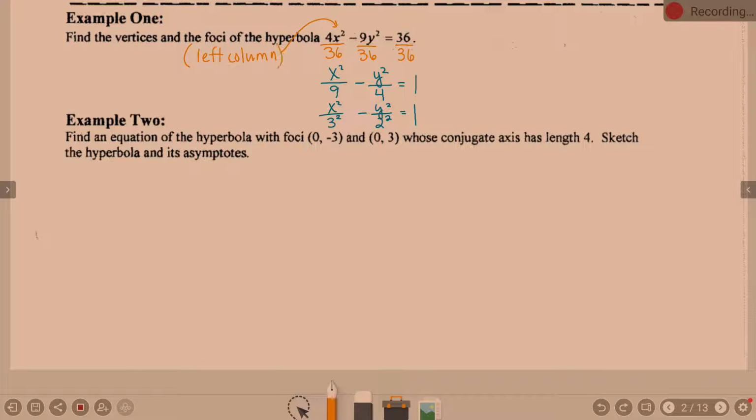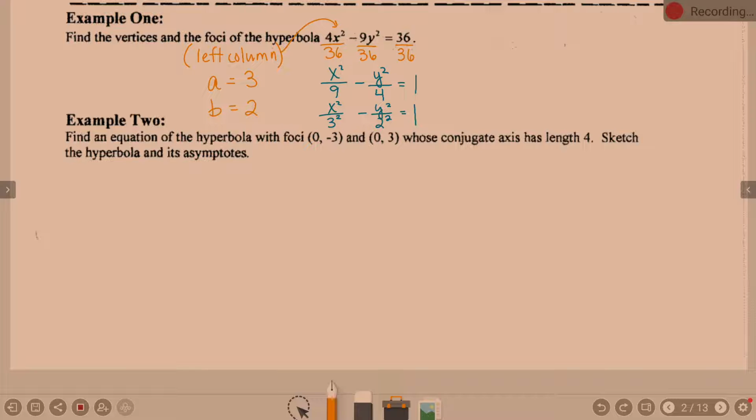While looking at the equation, what are A and B? A is 3 and B is 2. So what you need to remember is that in this one, A squared is always under the first variable, so it's always under the positive variable. B squared is always under the second variable. And this is assuming that you put the positive variable first.